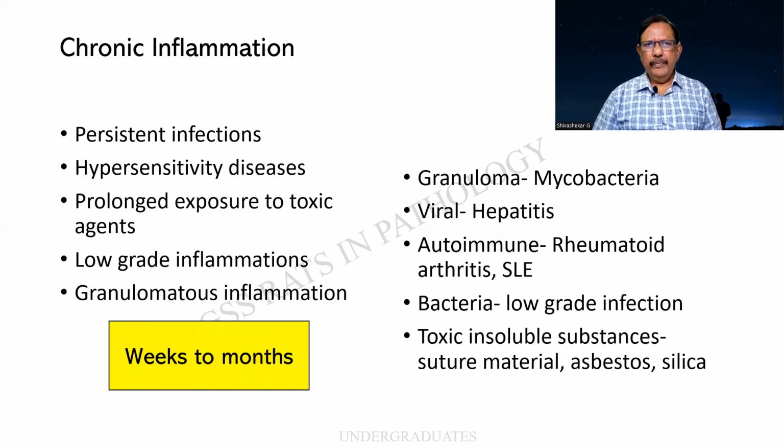Granulomatous inflammations. This will be a separate topic, but then it is part and parcel of chronic inflammation. If you are asked a question on chronic inflammation, please do include granulomata also. In this case, the inflammation persists for weeks to months, or sometimes it can even go to years. These are the examples. Granuloma, for example, mycobacteria. Viral, chronic viral hepatitis. Autoimmune disorders such as rheumatoid arthritis, SLE, systemic lupus erythematosus.